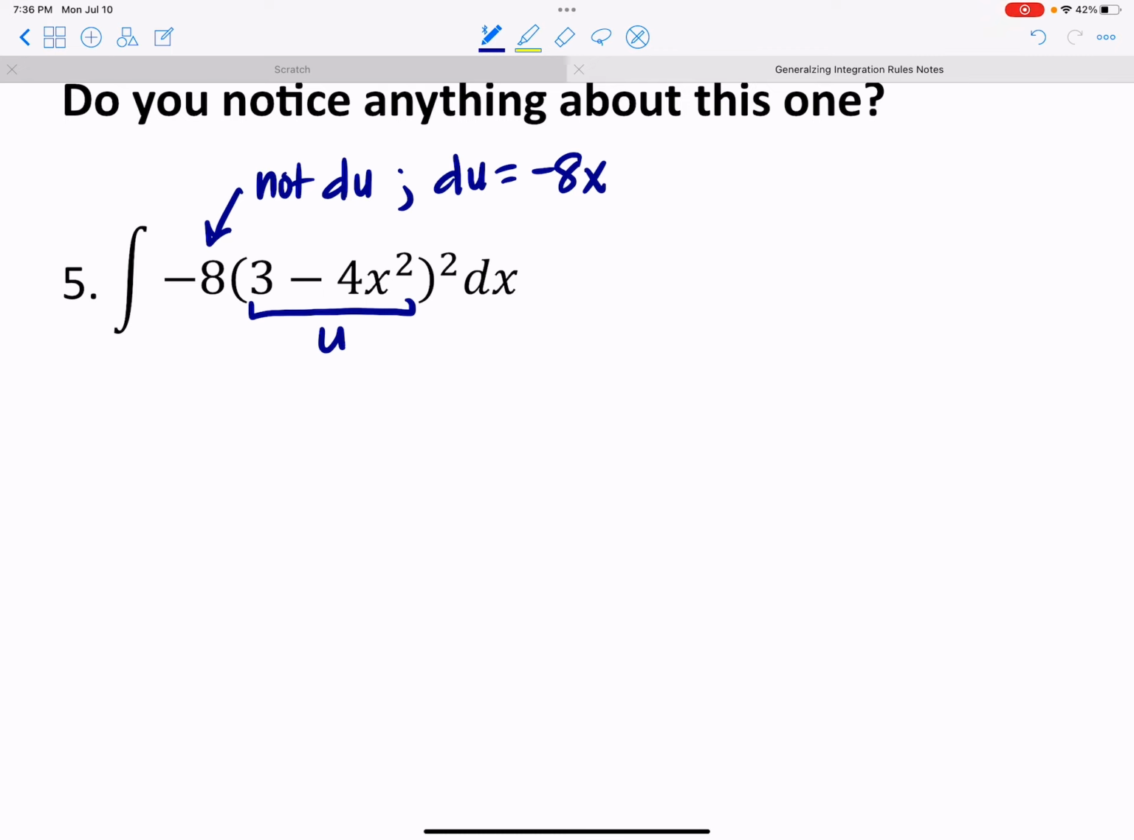Does that mean I can't integrate this problem? No, it just means I have to do something else. Luckily, I know how to manipulate this so that I can try something else. So what I'm going to do is expand this product. So I have negative 8, and then I have 3 minus 4x squared being squared, which means it's going to be multiplied by itself.